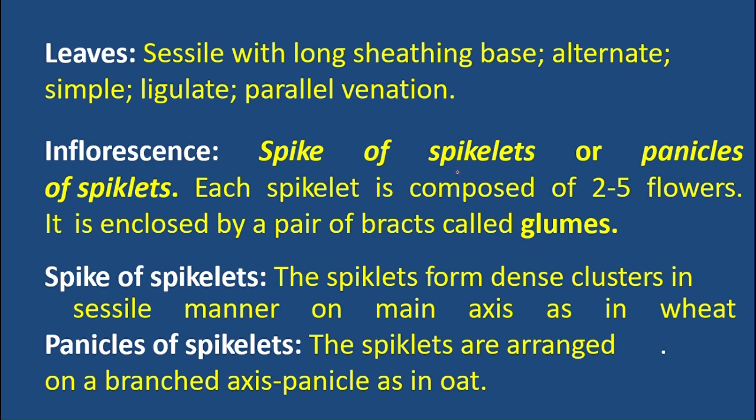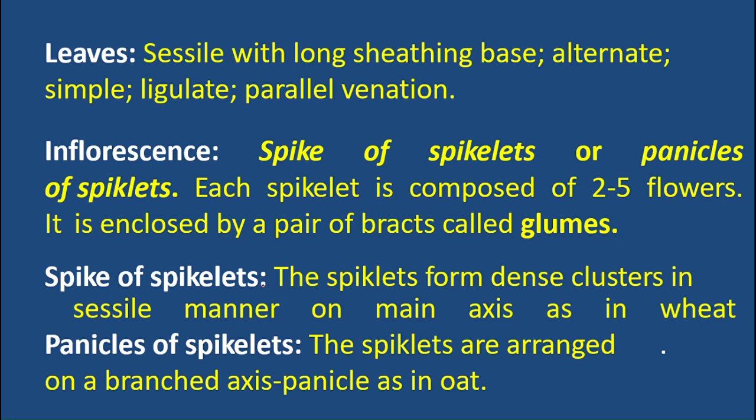That means spikelet type of inflorescence is seen in the members of Poaceae, or panicle. Each spikelet consists of how many flowers? 2 to 5 flowers. It is enclosed by a pair of bracts called glumes. This one is also important. So the inflorescence is enclosed by a pair of bracts called glumes.